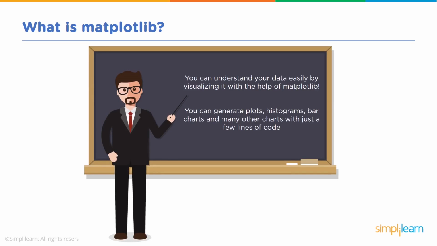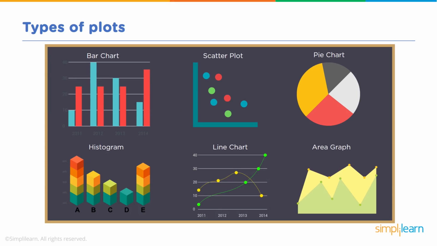You can understand your data easily by visualizing it with the help of Matplotlib. You can generate plots, histograms, bar charts, and many other charts with just a few lines of code. Here we have some basic types of plots that we'll go into: the bar chart, the histogram (boy, I use a lot of histograms in my stuff), a scatter plot, line chart, pie chart, and area graph.